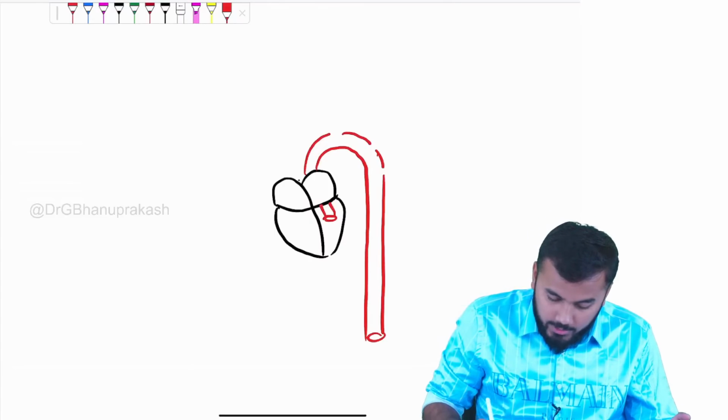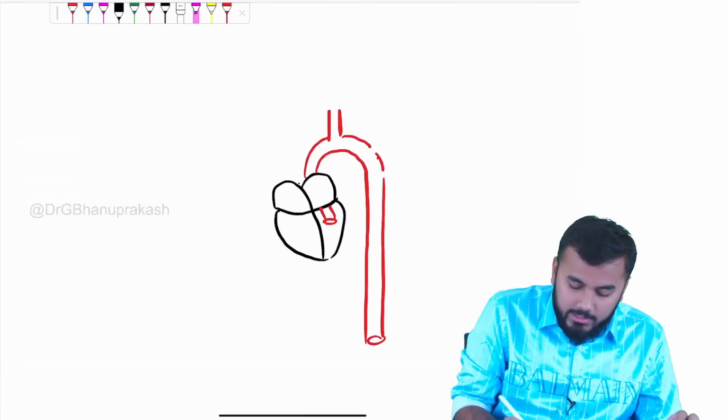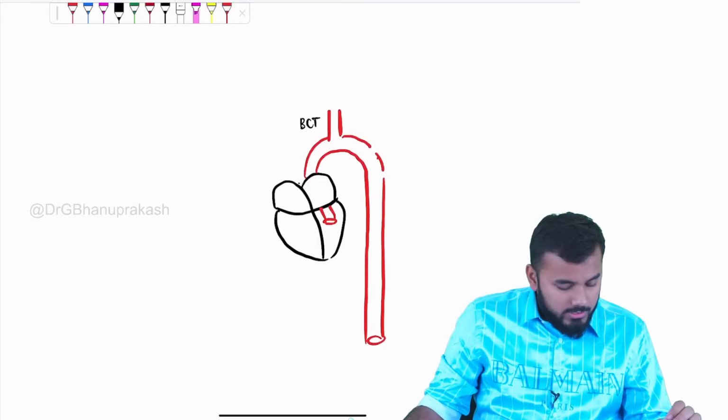All of you look here very carefully. So here we have got a trunk like this. This trunk is called brachiocephalic trunk, BCT.